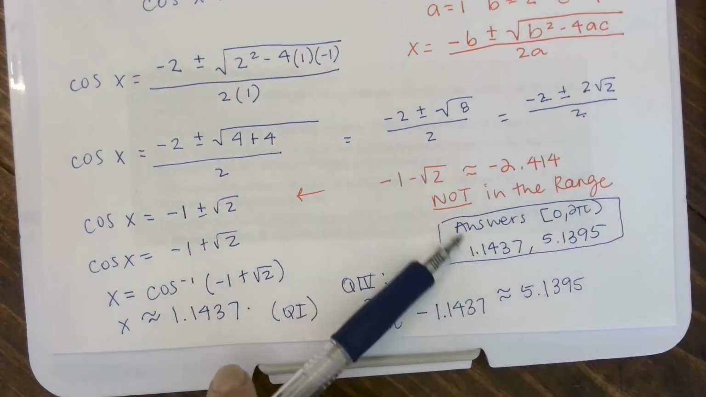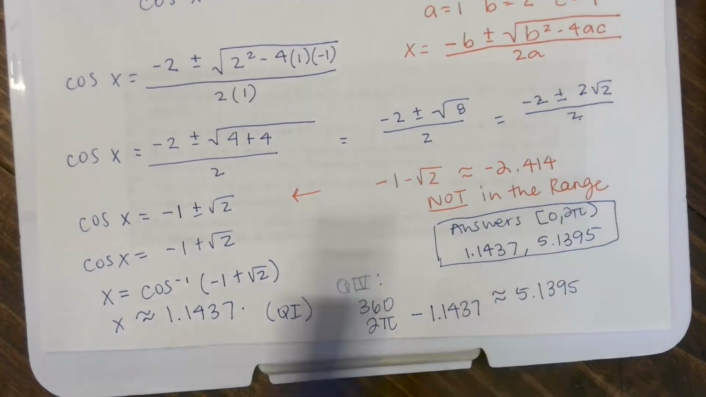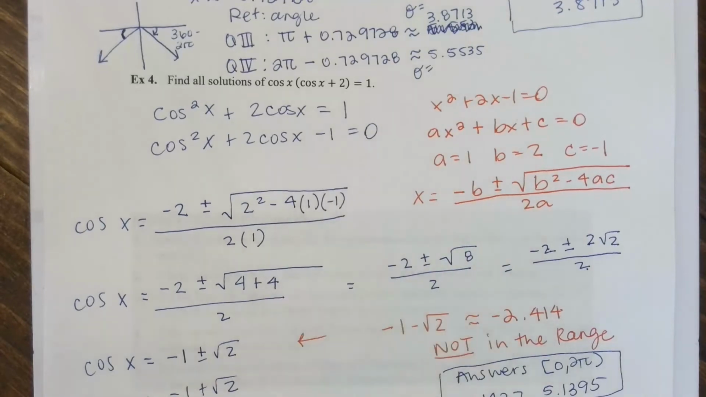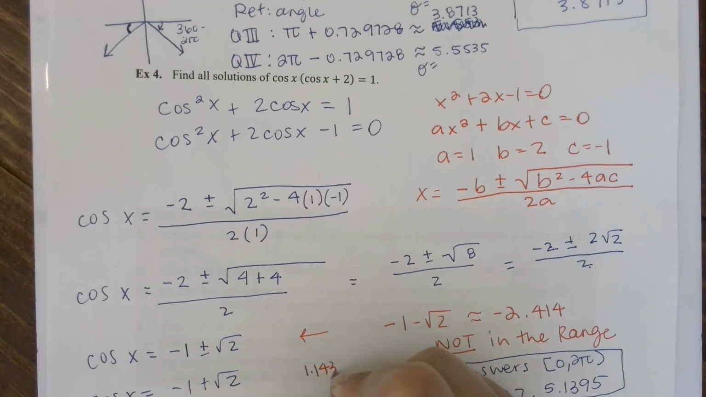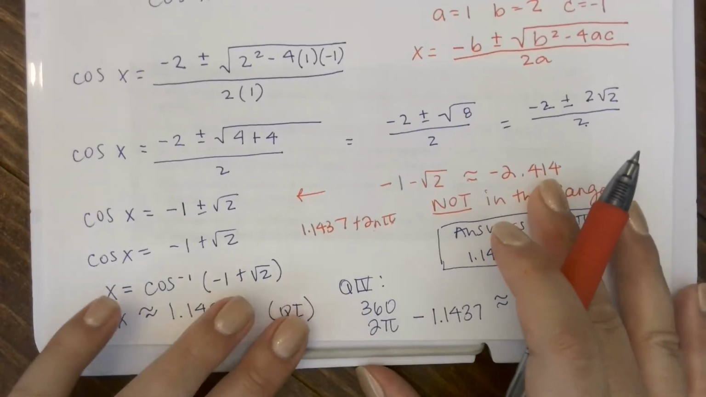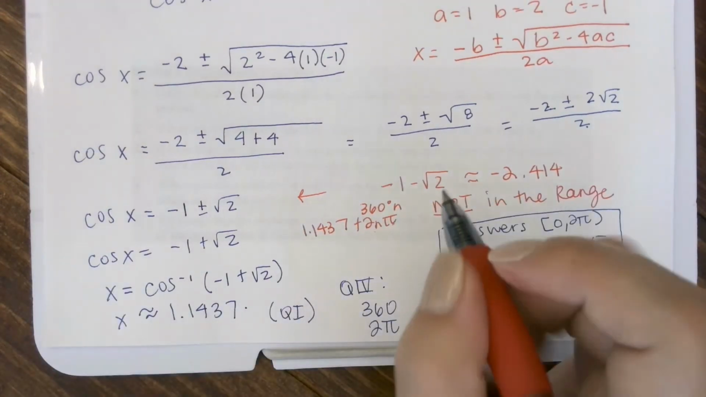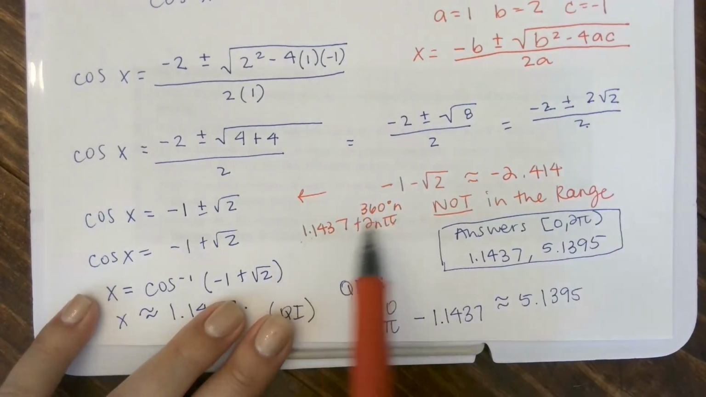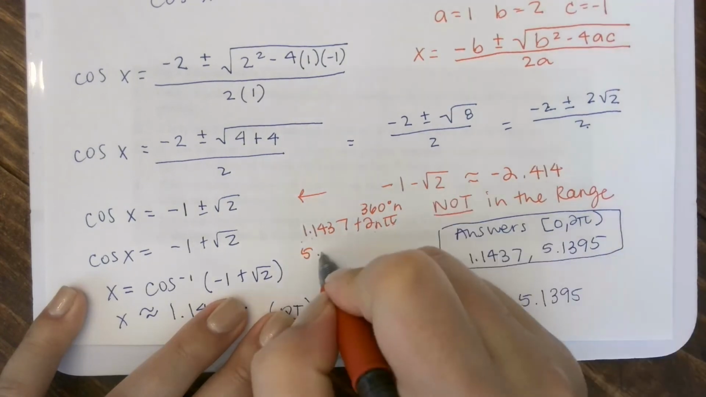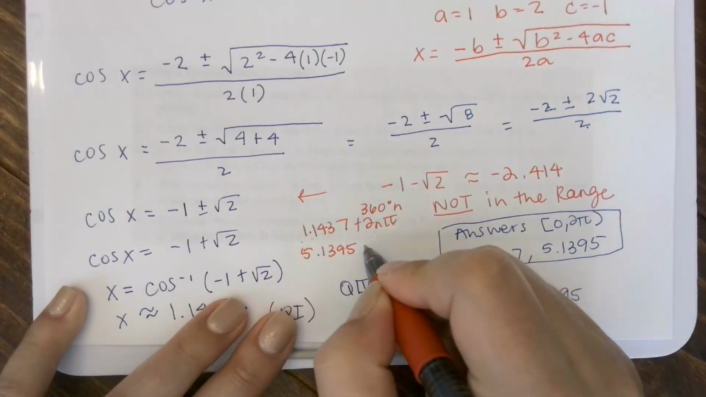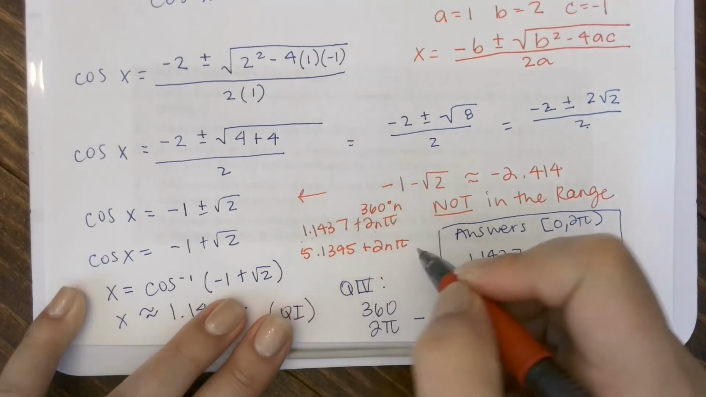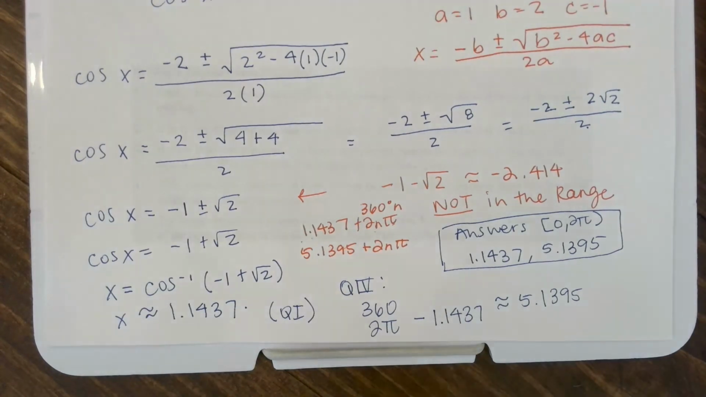Okay, and I also want to just note, so I did 0 to 2 pi here, but it is not stated in the question what our domain is. So if you needed a domain for all solutions, then you could do 1.1437 plus 2n pi, which is just 2 pi times n, where n is any integer. You could also do plus 360 degrees times n. So you're just finding a coterminal angle with 1.1437. Same thing goes for the 5.1395. So plus 2n pi. That would also find a coterminal angle with this angle.